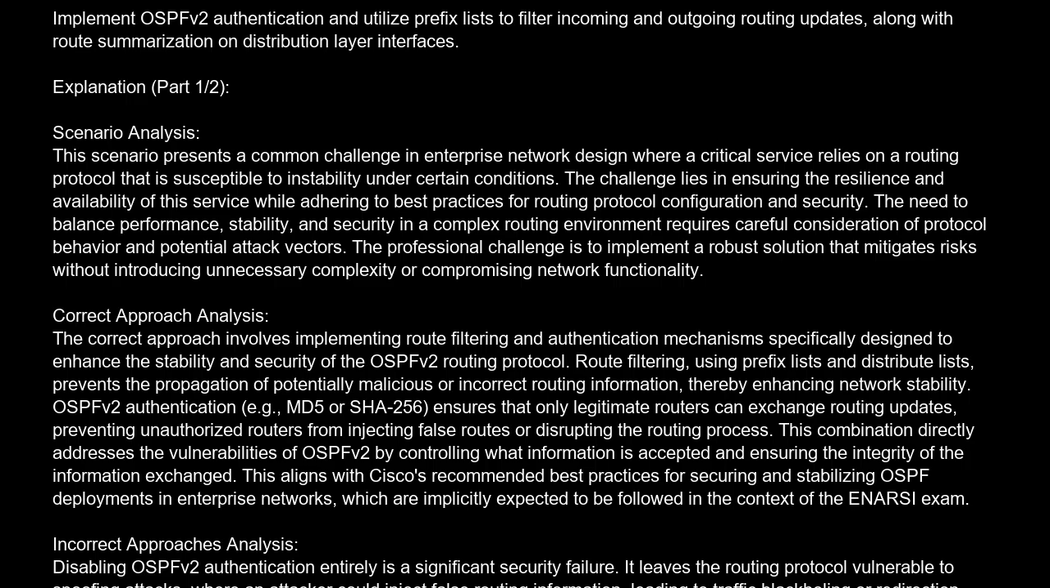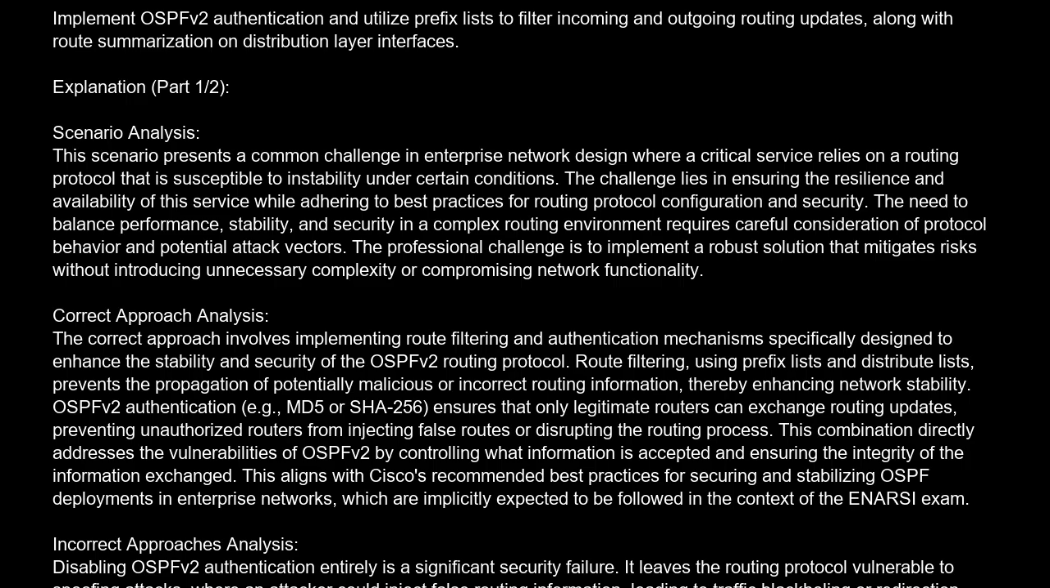This scenario presents a common challenge in enterprise network design, where a critical service relies on a routing protocol that is susceptible to instability under certain conditions. The challenge lies in ensuring the resilience and availability of this service, while adhering to best practices for routing protocol configuration and security.